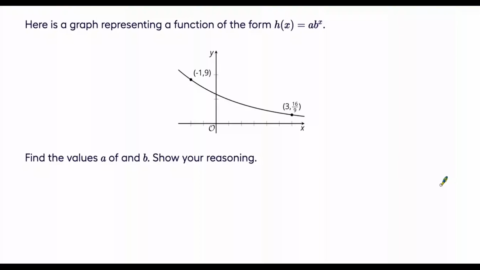All right, let's start with the example out of the book that we talked about yesterday. So this is the try this example from lesson 6. We are given 2 points on this exponential function, and my goal is to write the function in the form of a times b to the x power. So we talked about yesterday, maybe a good way to start is writing down the information that we have in a table. So I've got the point -1, 9 and the point 3, 16 over 9.